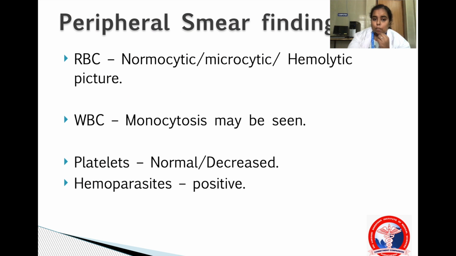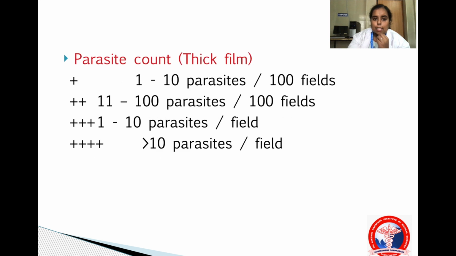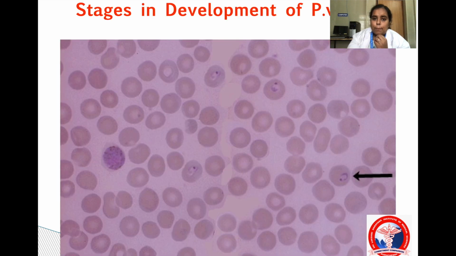What is the picture of the RBCs? They can be normocytic, microcytic, or a hemolytic blood picture. WBC monocytosis can be seen. Platelets will be normal or decreased. Hemoparasites will be seen. Based on the amount of parasites, it is written as 1 plus, 2 plus, 3 plus, or 4 plus. 1 plus is where you see 1 to 10 parasites per 100 fields. 2 plus is 11 to 100 parasites in 100 fields. 3 plus is 1 to 10 parasites per field. And 4 plus is more than 10 parasites per field.